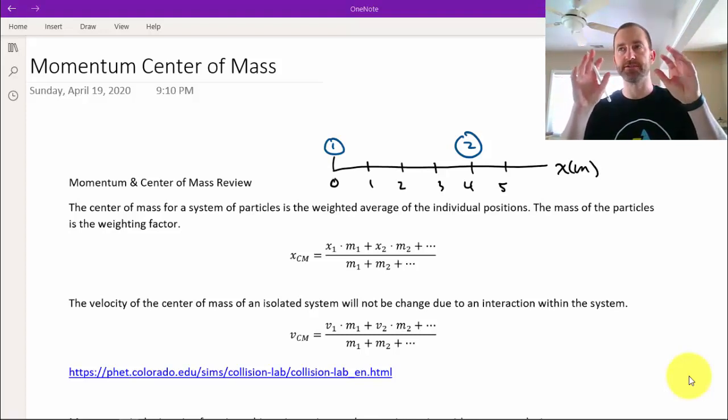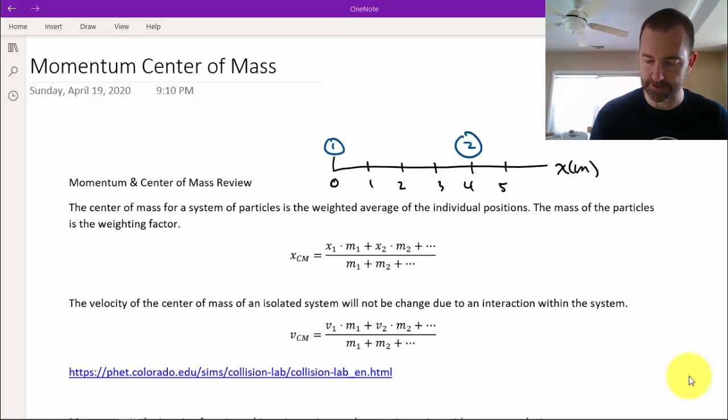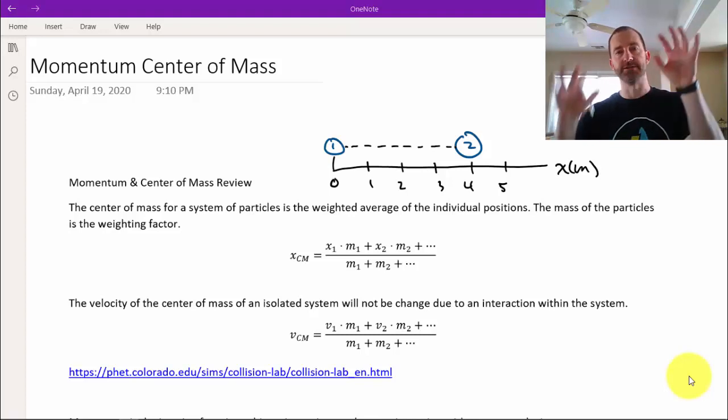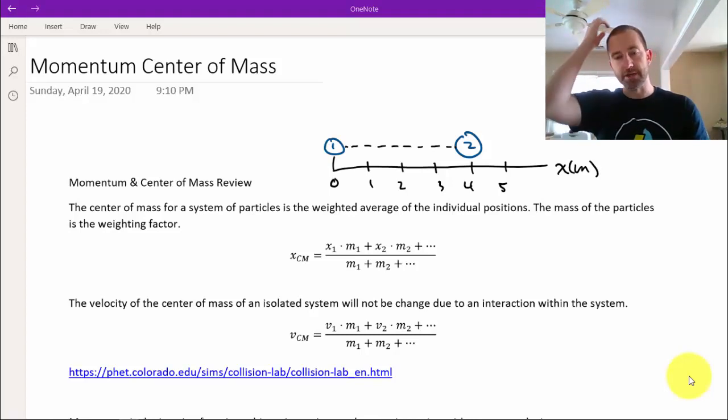They're separated by space, but there's a point somewhere that we call the center of mass that exists between them, that we can think of as a balancing point. If these objects were on a light rigid rod, some sort of connecting rod like that, where would we put a pivot on that rod to balance the system out so that the torque on each side of that pivot would be equal? It's one way to think of it.